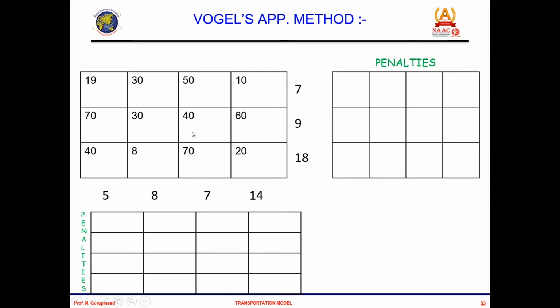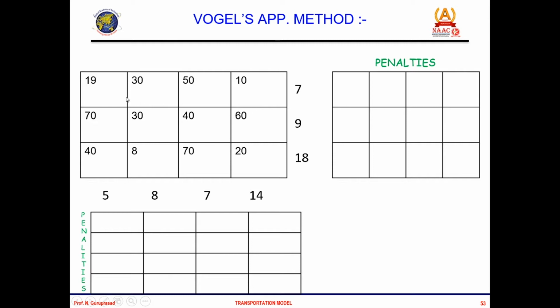Initially, you have to calculate penalties for all the rows and all the columns. So we have 3 rows and 4 columns, so I'm going to calculate 7 penalties. Now how is the penalty calculated? The penalty is calculated like this. Pick up the lowest cost and the second lowest cost in each row and find out the difference.